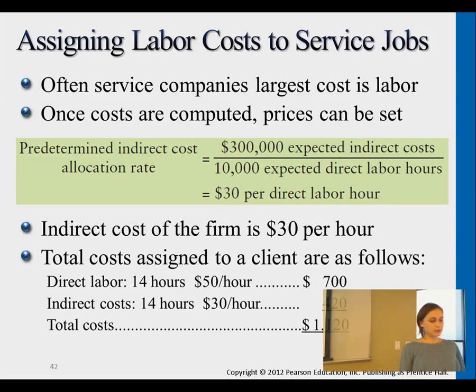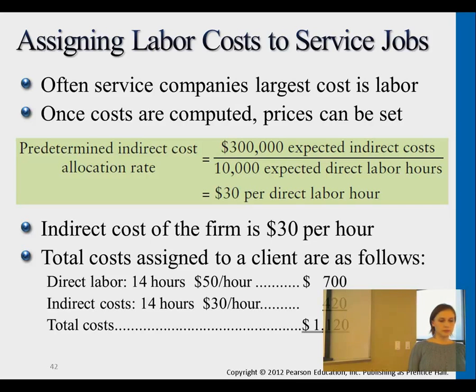So next we can find our total costs. How are we going to do that? We'll sum up our direct and indirect costs. Our direct labor is going to take 14 hours at $50 per hour, which is $700. For our indirect cost, we use the predetermined indirect cost allocation rate and multiply it by 14 hours, and that's going to be 420. Then we sum it up, and we have our total costs.